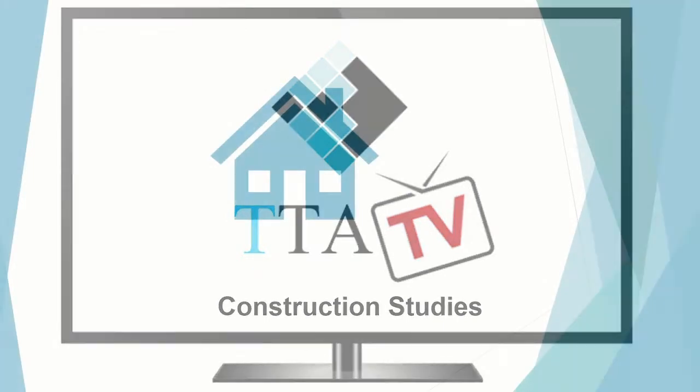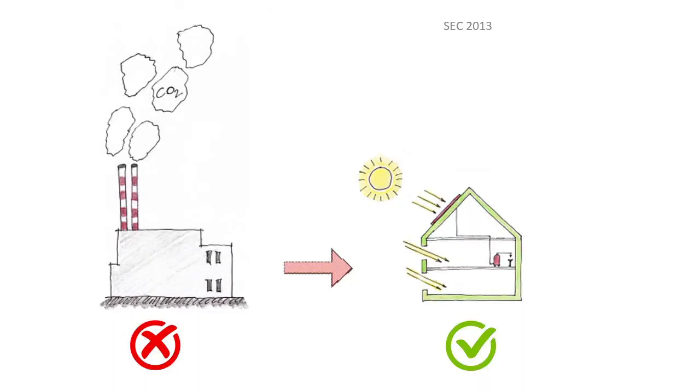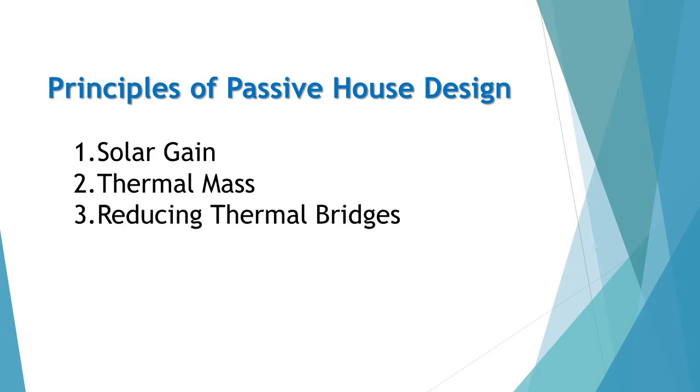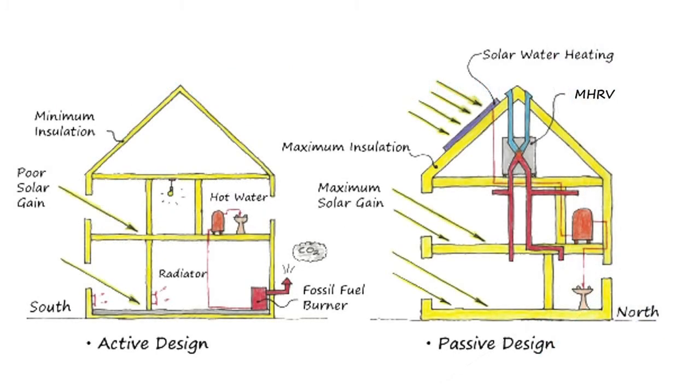Passive design is a method of construction where a comfortable interior environment can be created using very little energy, simply by eliminating the reliance on active heating or cooling systems. Passive design works on a specific set of 5 main principles: solar gain, thermal mass, reducing thermal bridges, air tightness, and the MHRV system.